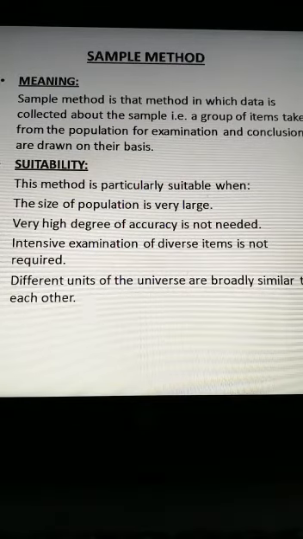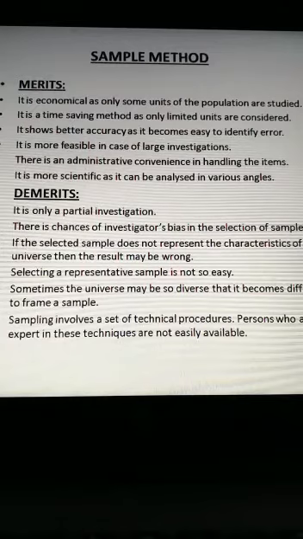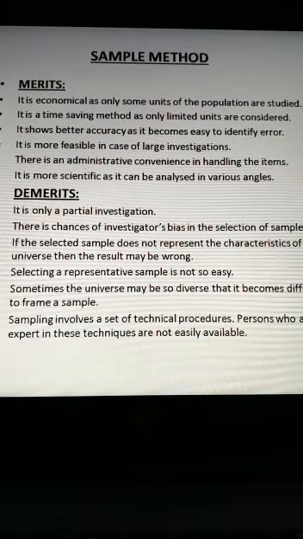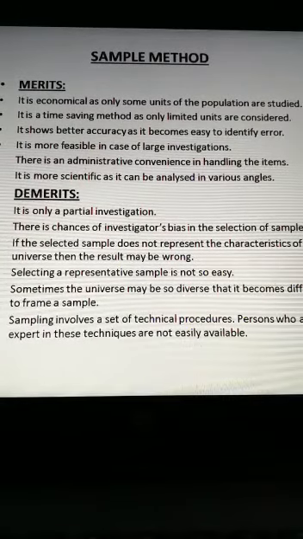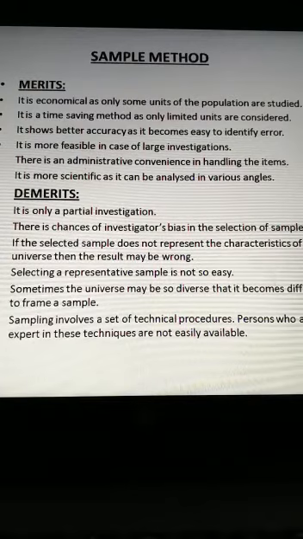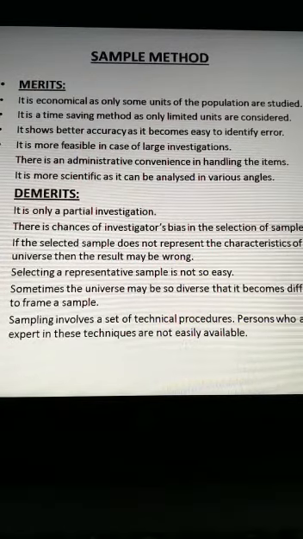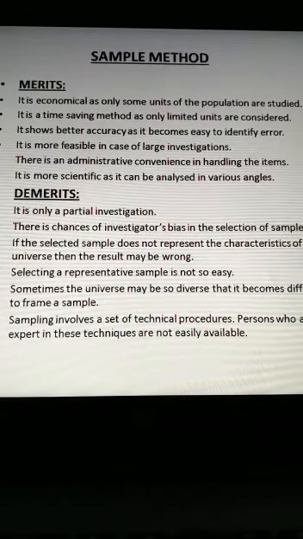So that is the sample method, and there are certain merits and demerits of this method also. The merit side: it is a very economical method because only a few items are to be considered, and also a time-saving method because we are not going to consider each and every item in the universe. Not all 75 students will be called, maybe only 10 students will be called, and their opinions will be collected to draw the conclusions. So with only 10 students, we can easily do it in a short time period.